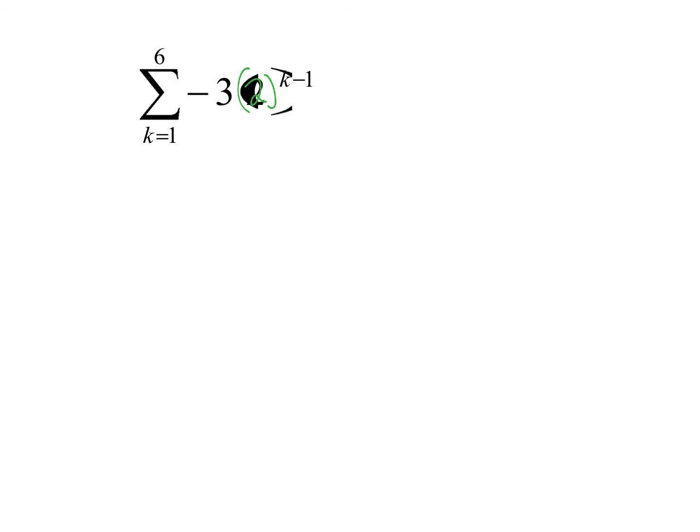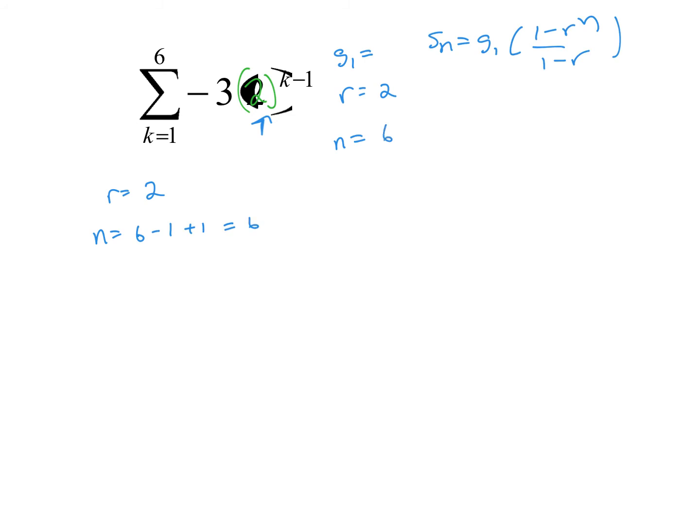Okay. So remember, sigma means sum. I see I have something raised to the power, so this is geometric. So S sub n is equal to g sub 1 times 1 minus r to the n over 1 minus r. So remember, I need to find my g sub 1, I need to find my r, and I need to find my n. All right. So remember, your r here is what's in the parentheses, what's getting raised to the power, so your r is 2. My n is always top minus bottom plus 1. So my n is going to be 6.